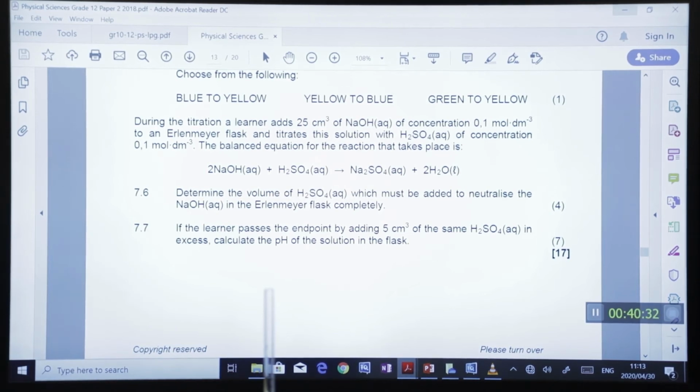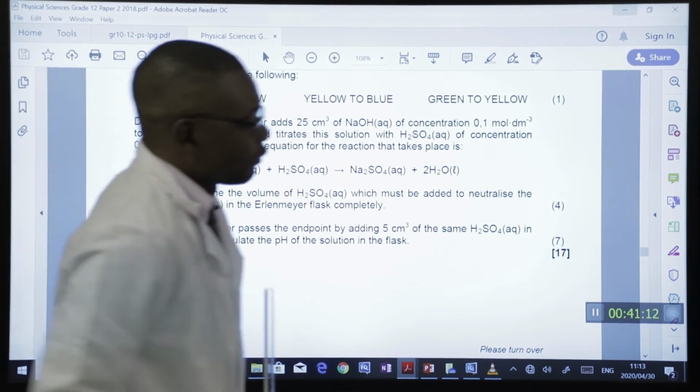So we are saying 0.1 times 0.1, it gives you 0.01. So 0.01 divided by 18. Let's see what it gives us. 0.01 divided by 18 equals 0.00055. So if we multiply this by 1,000, it will give you 0.5 milliliters.